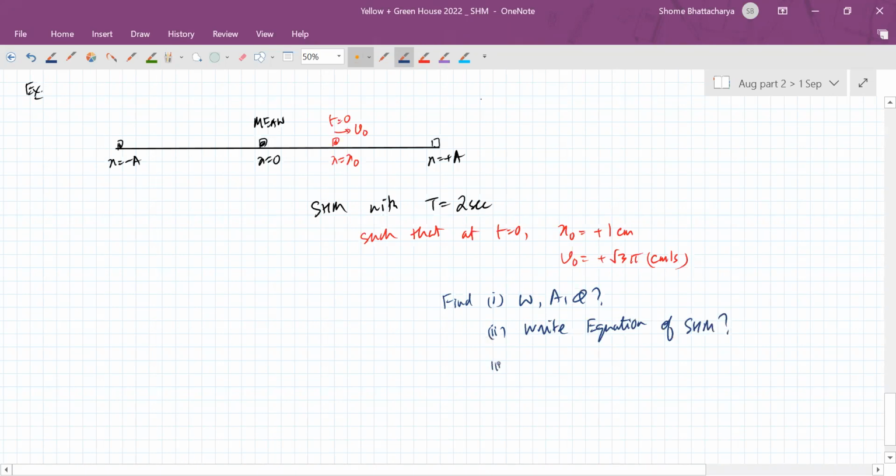And find the earliest time when x is equal to plus a, x is equal to 0, and x is equal to minus a. What are the earliest times when it is at the positive extreme, at the mean position, and at the negative extreme? So just work this out, people.